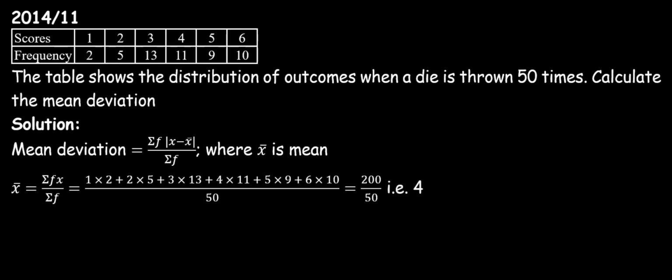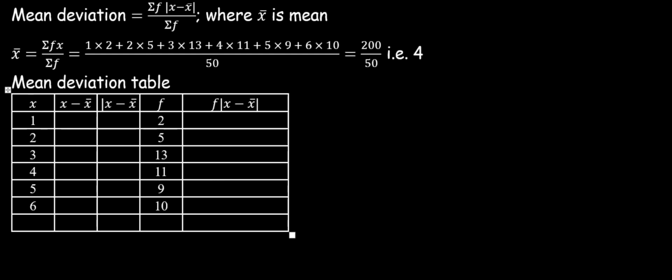Next, we prepare our table for the mean deviation. Our table shows the x value originally given in the question, which is the scores, and the frequency. So the next item we are looking for is x minus x bar, as we are subtracting our mean value, which is 4, from each of the given x. We have 1 minus 4 is minus 3. 2 minus 4 is minus 2. 3 minus 4 is minus 1. Then 4 minus 4 is equal to 0. Then 5 minus 4 is equal to 1. Then 6 minus 4 is equal to 2.